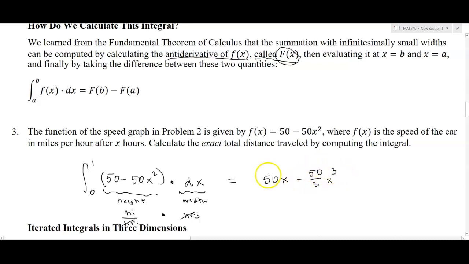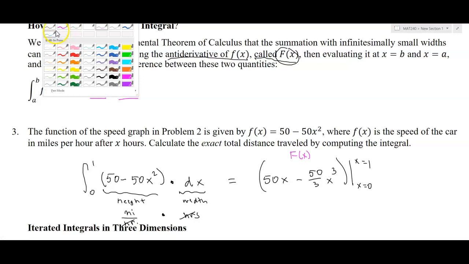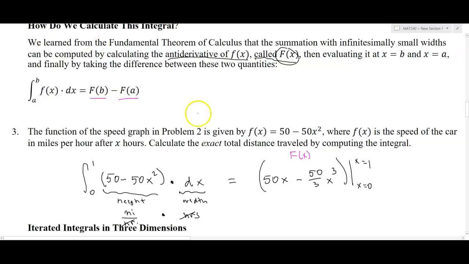And now we can plug in or evaluate at our endpoints. And the way we typically write that is x equals 0, x equals 1. So this is our capital F of x. This is capital F of x, what we've calculated now. It says that now we need to evaluate capital F of x at 1, evaluate capital F of x at 0, and then take the difference between those.